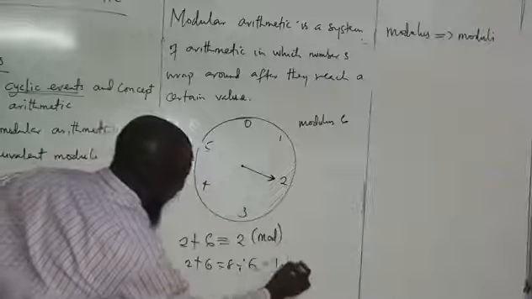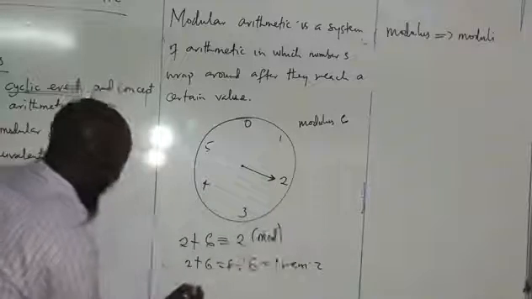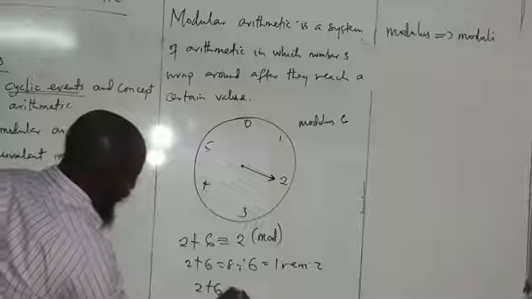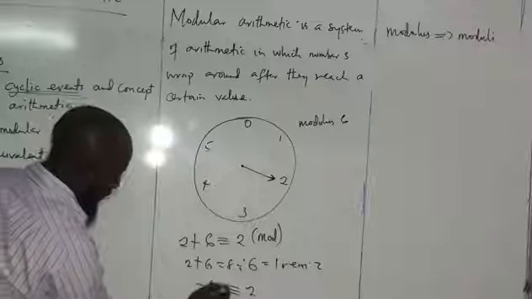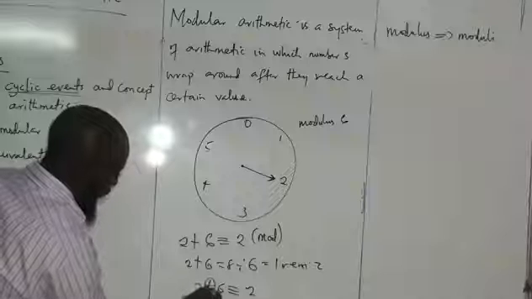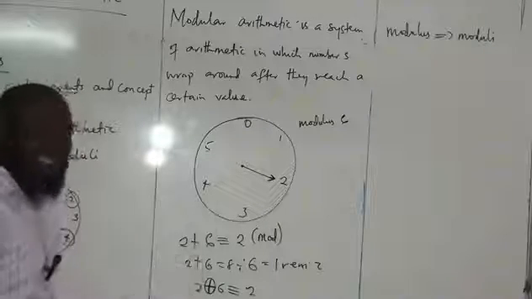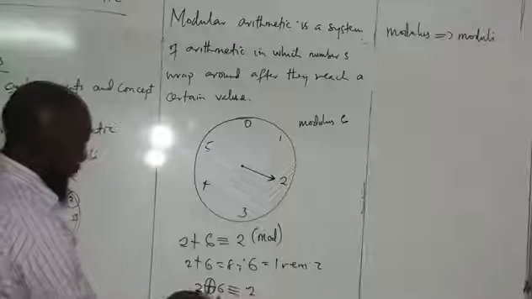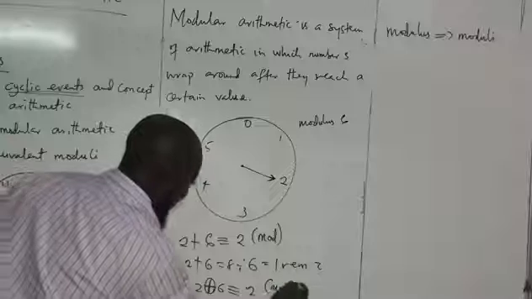That is 1, remainder what? Remainder 2. And that means 2 plus 6 is equivalent to 2. But we're not going to write the plus in this form. It will be in the form of what? 7. That will show that this is under modulus because it is cyclical events. Is that clear? So it is equivalent to what? 2, in mode what? In mode 6.